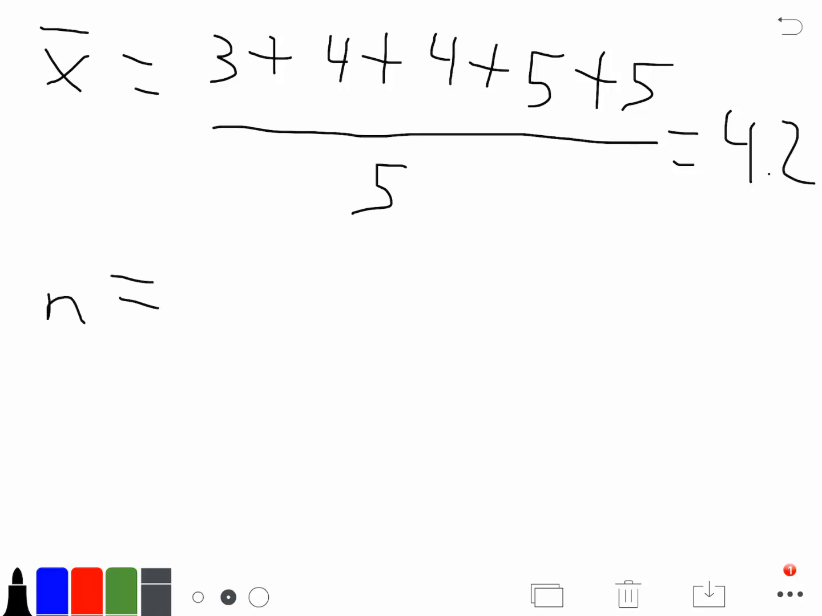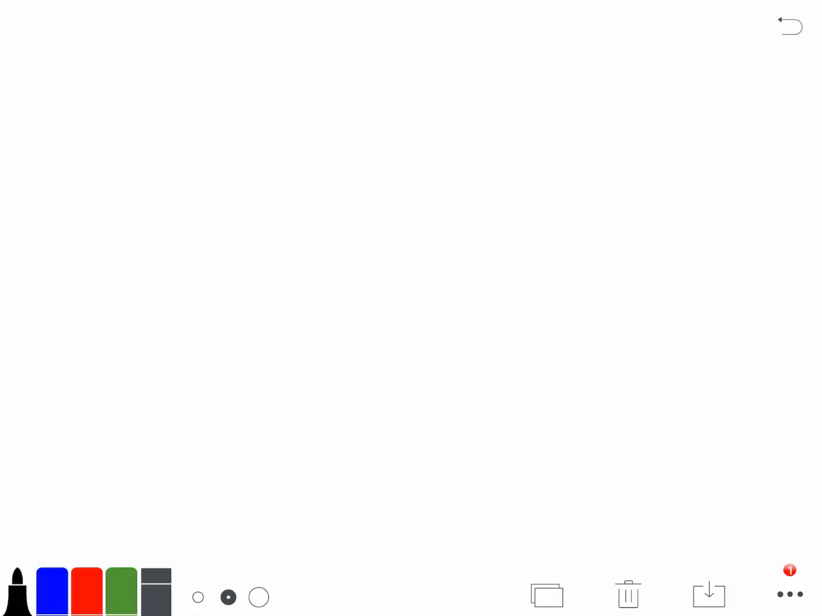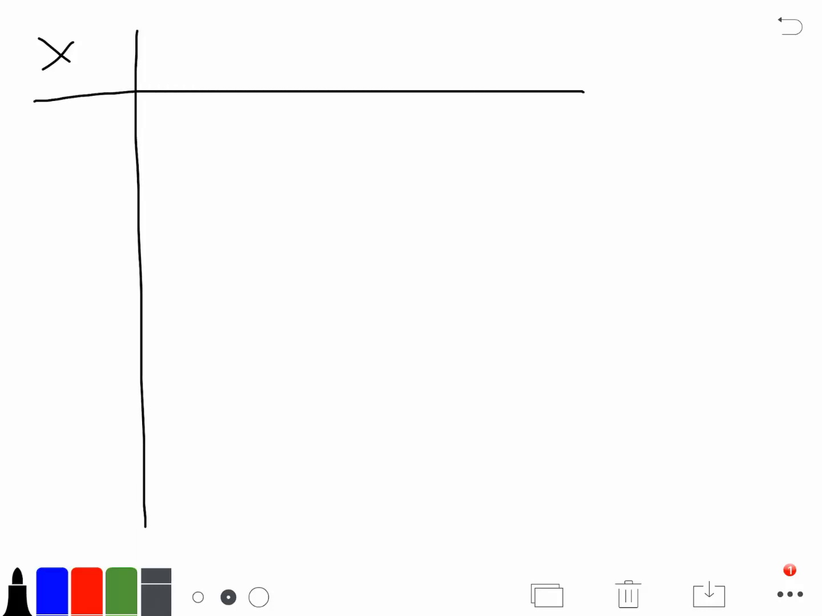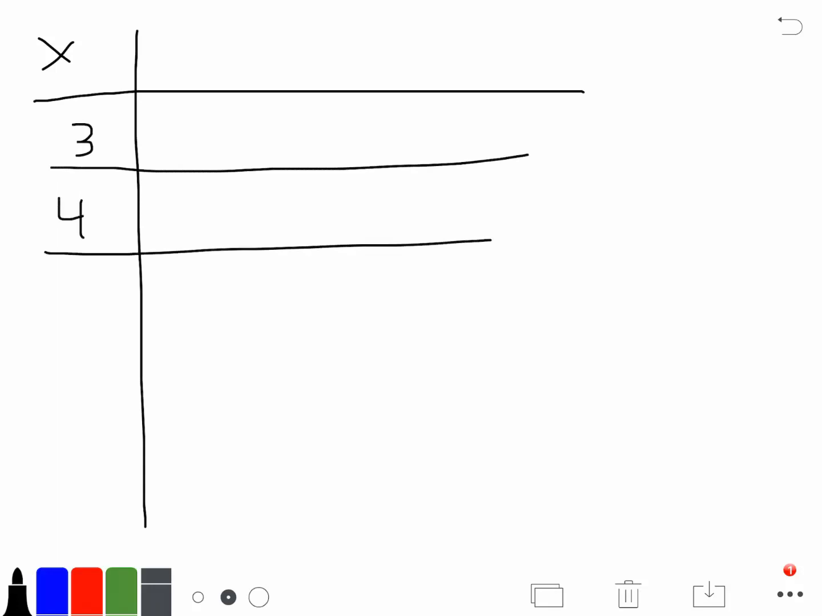We also had n in our formula. N is our sample size. Again, that's 5. So let's get out of this, and I'm going to make a little table to make this a bit easier to find. The first column of my table will be my x column. I'm just going to rewrite all of my x values. Again, I start from least to greatest, but the order doesn't matter.